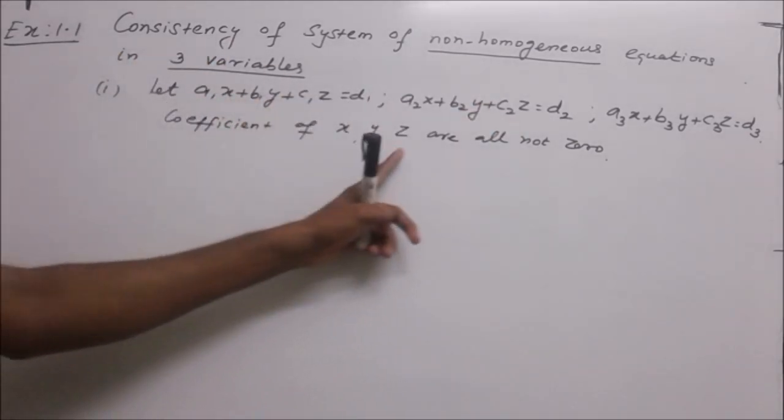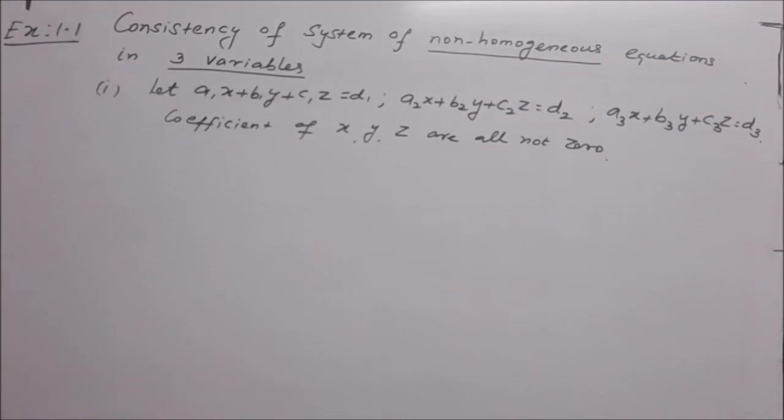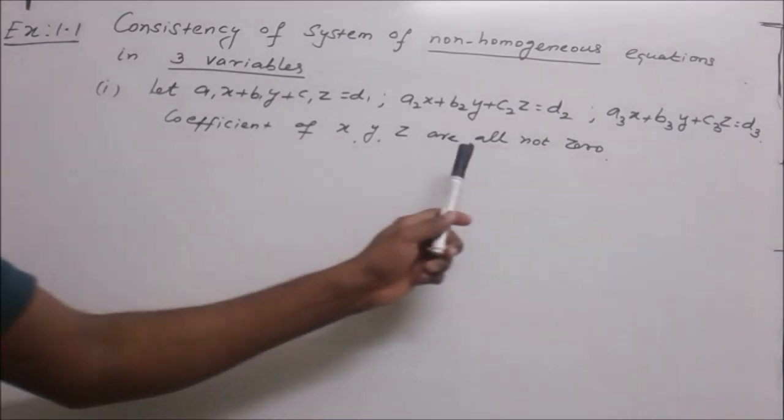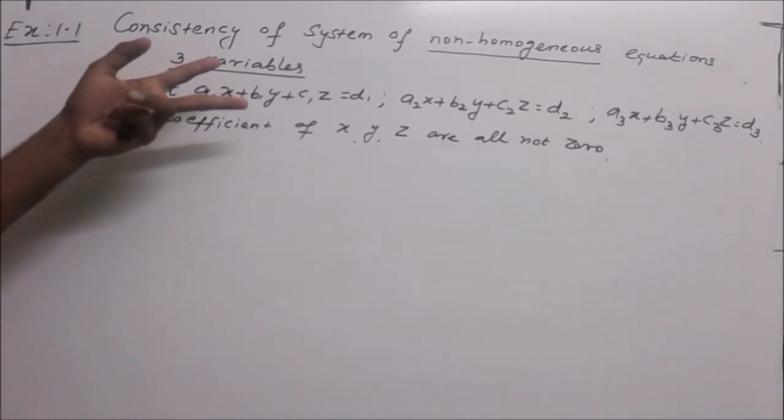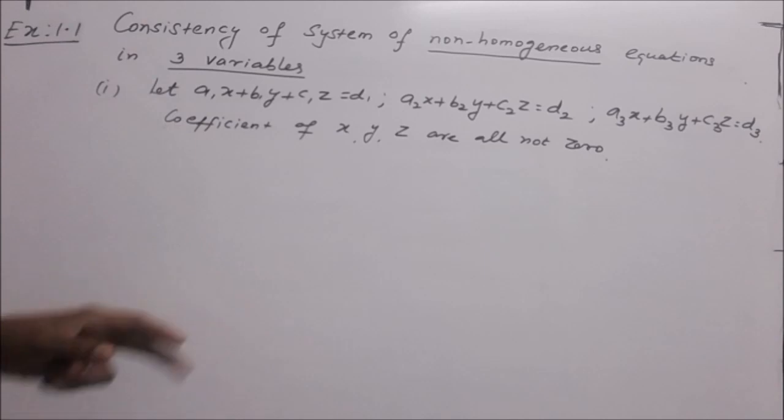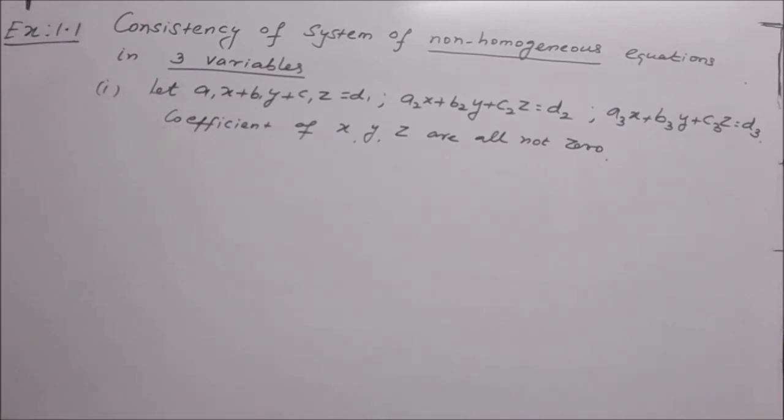In that, the coefficients of x, y, z are not all zero, meaning at least one coefficient must exist. Then how do we find whether these system of equations are consistent? For that we have some ideas. First of all, we should convert the given system of equations into matrix form.